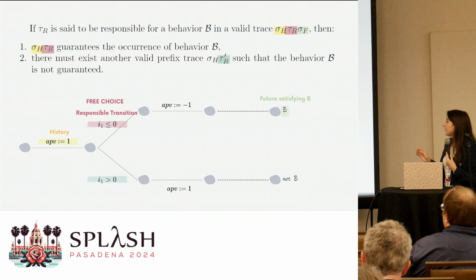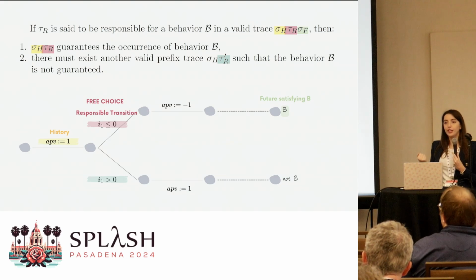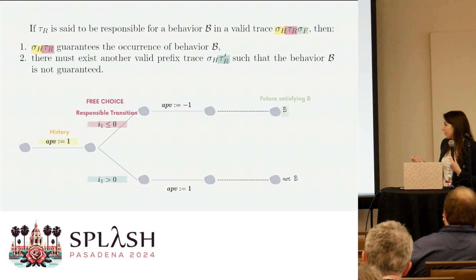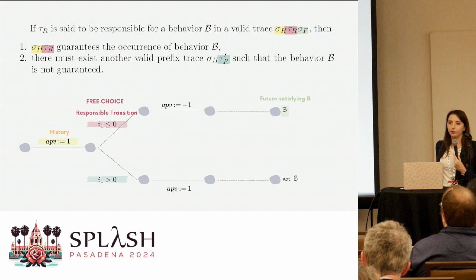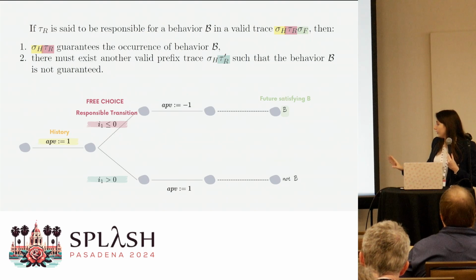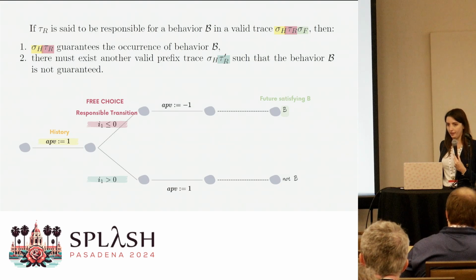The responsibility analysis encapsulates the concept of free choice, because the responsible transition is an action that is freely chosen by an entity. For example, the administrator can freely choose to follow the path where the future of the trace satisfies the behavior of interest. But it can also choose to take another path with another transition, tau r prime, where the behavior of interest is not satisfied.